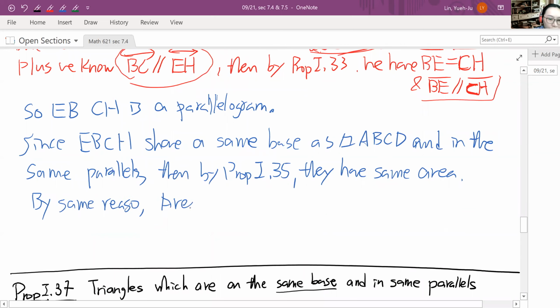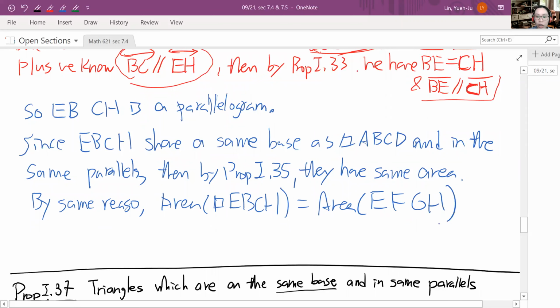Right? Then the area of parallelogram EBCH is going to have the same area as another parallelogram, which is EFGH. Right? So now, I mean, then we are done.